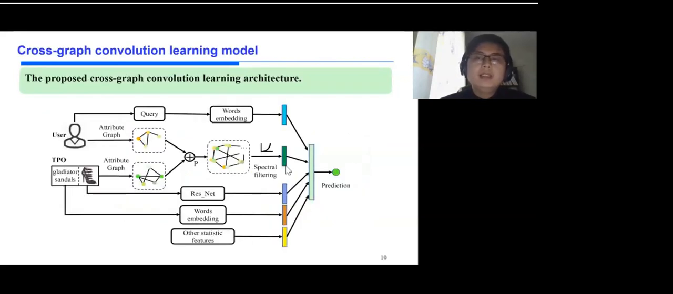Based on the analysis above, considering the irregular structure of those attributes of users and the products, we introduce the graph model and design the cross-graph convolution learning architecture. The key part is the cross-graph convolution model, which will be introduced in detail later. Besides, the query of the users, the semantics of terms, and the appearance of the product picture are all embedded into the framework and jointly modeled.